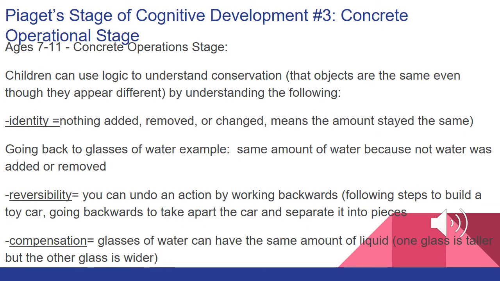The good news is that at ages 7 through 11, or during the concrete operational stage, children can use logic to understand conservation. They can understand that objects are the same, even though they might appear different. And they do this by understanding the following. The first is identity. They can understand that if you do not add something permanent, or remove something permanent, then it's going to stay the same.